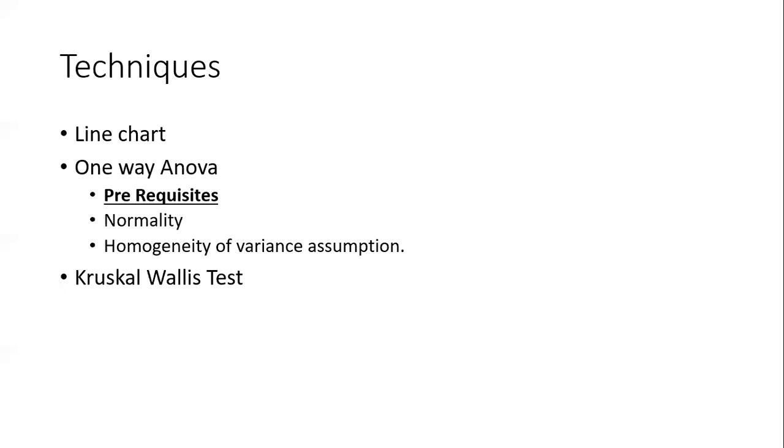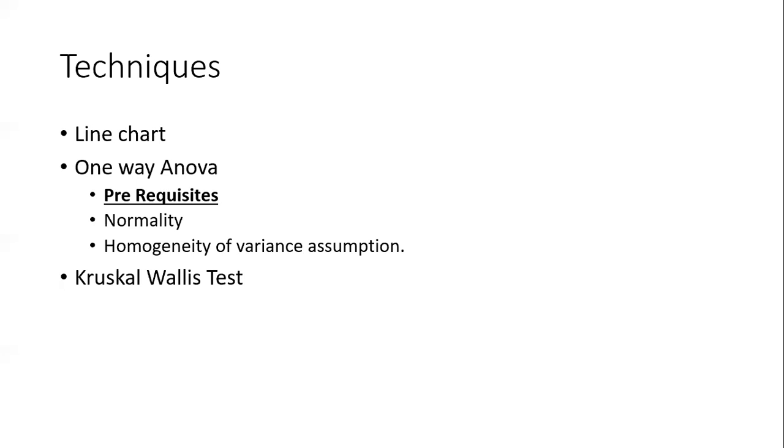One of the prerequisites of using the Anova is normality test. Normality test is very important. However, Anova is robust to the violation of normality, and hence we do not explicitly check whether the data is normal. Secondly, homogeneity of variance assumption is very important and is one of the prerequisites for doing Anova.